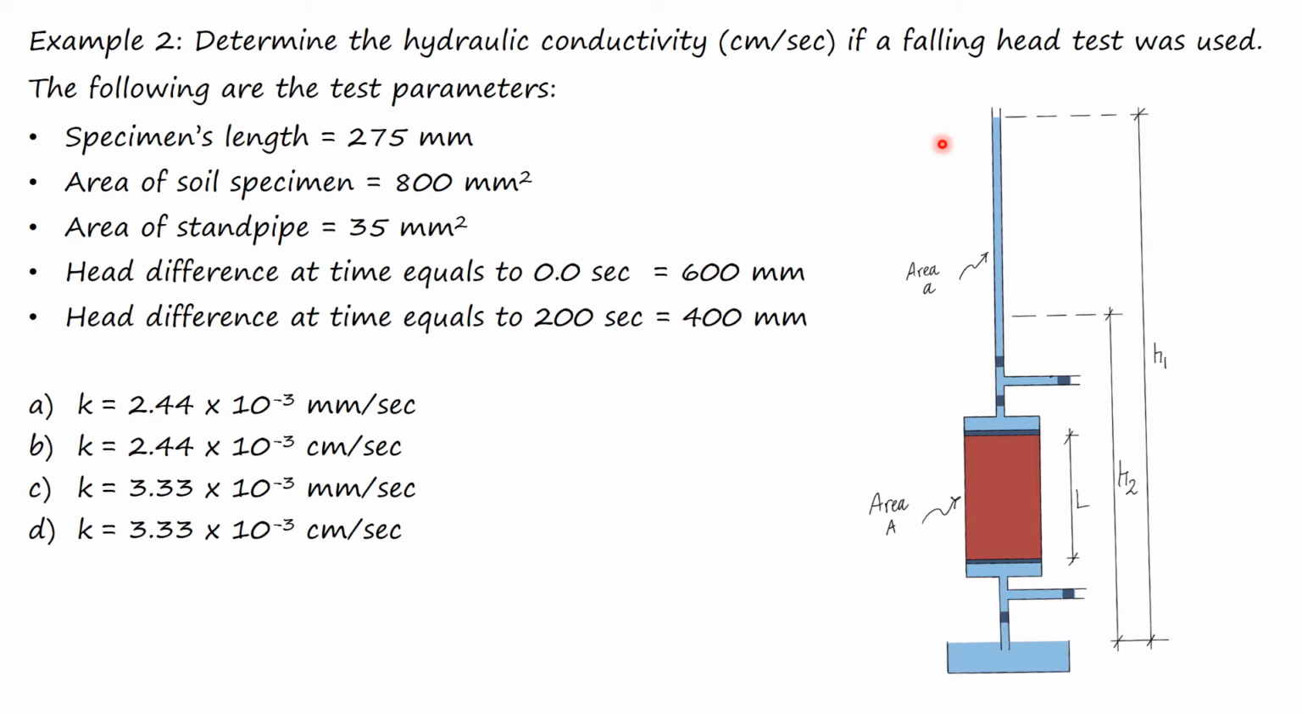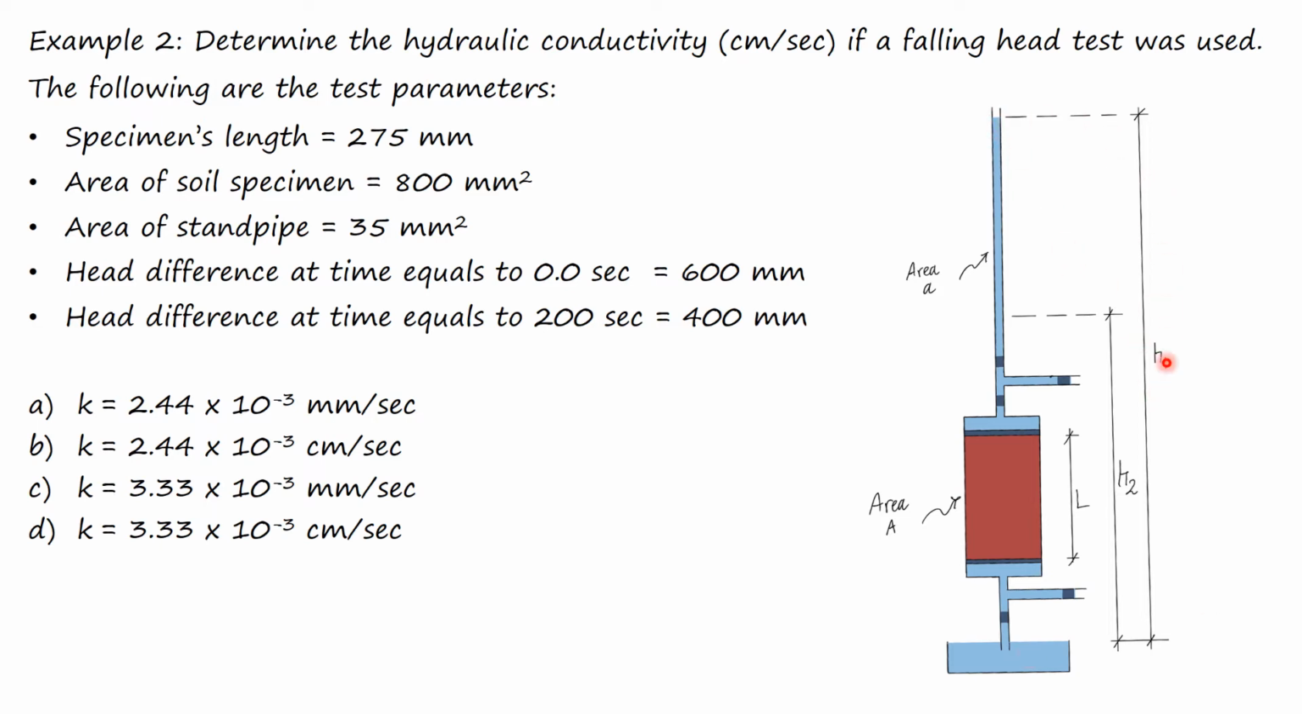And they are giving us a bunch of parameters. The specimen's length is L. The area of the soil specimen is this one, the cross-sectional area. The area of the standpipe is this one. And the head difference at time equal to zero seconds is 600. It's from here, the collecting container, this is the container that collects the water to the standing pipe.